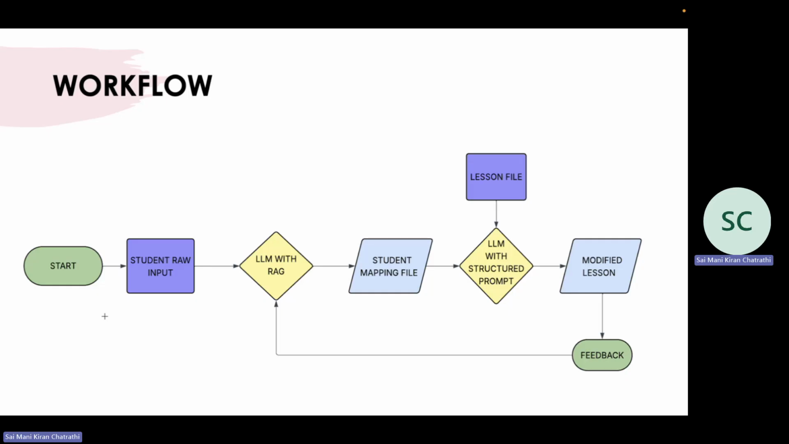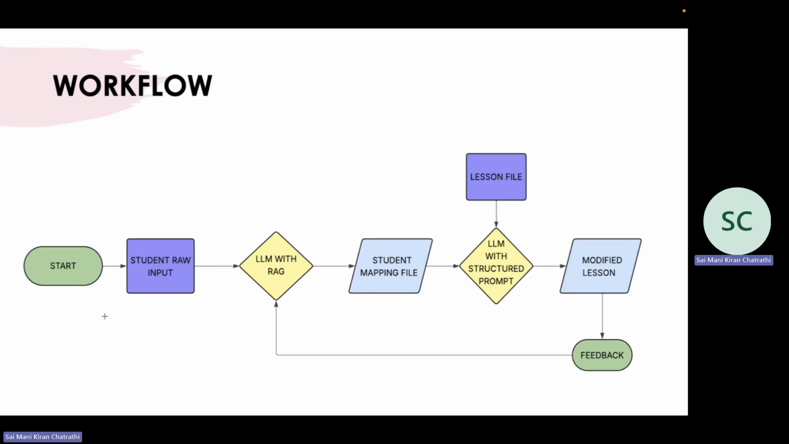First, we'll input the student raw profile, and it is taken by the LLM with a RAG architecture. I'll go into more detail about this RAG architecture and what content I have used in the backend. First, let me explain the workflow clearly. It goes to the LLM with a RAG, and that model generates output as a student mapping file, which is basically a JSON file with all the key value pairs, where the keys are the necessary needs for the particular student according to his disability and also his profile.